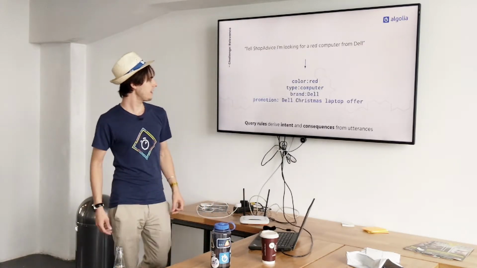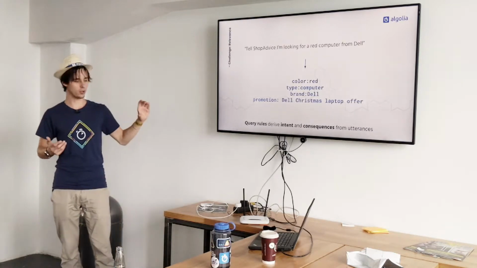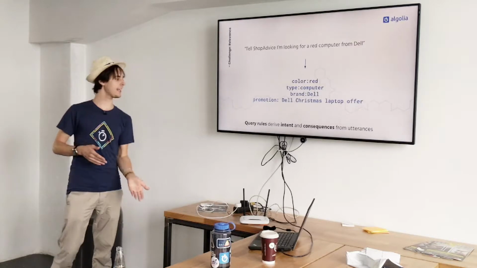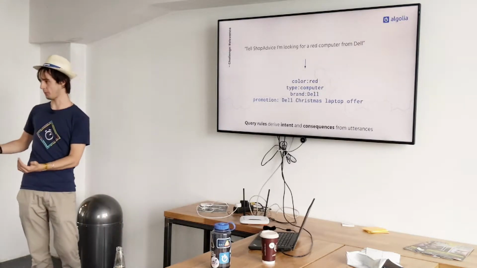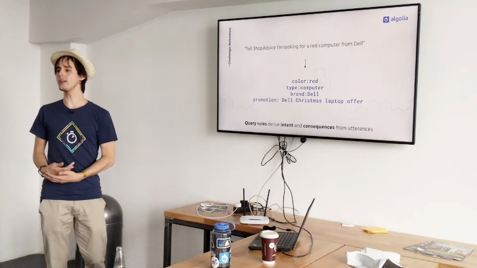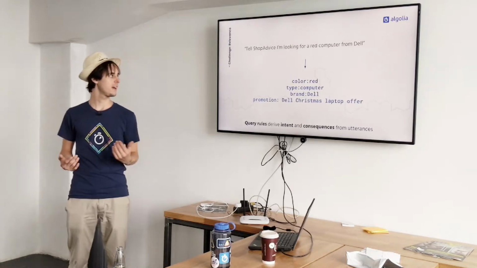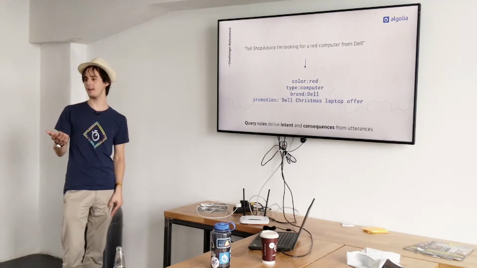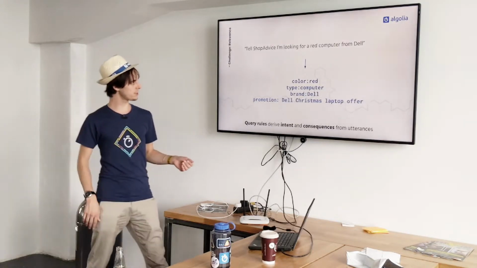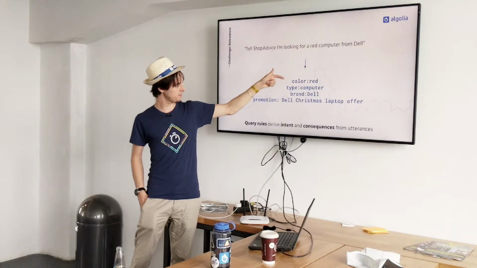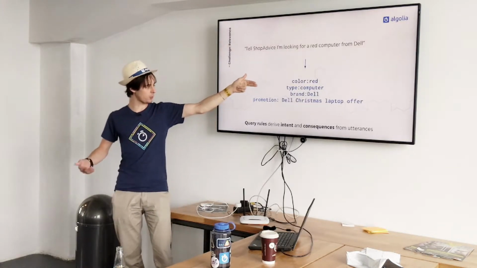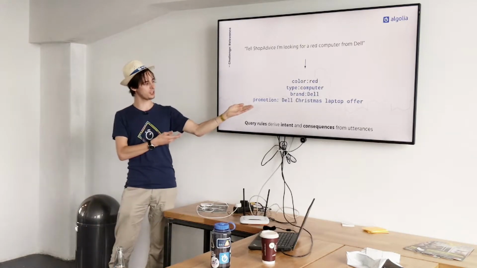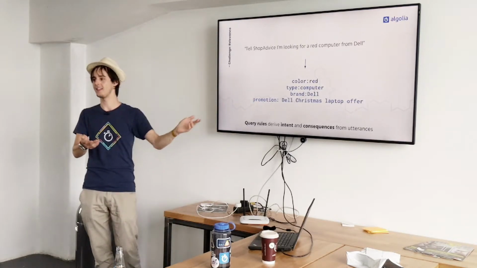One thing you can use is query rules that will help you understand what the user means and define consequences for it. Let's say you're doing a product search via voice. And so the user can say, hey, I'm looking for a red computer from Dell. You could define a set of rules that would automatically match colors, computer types or brands. And actually, you could take this as an opportunity to showcase a promotion, the Dell Christmas laptop offer.